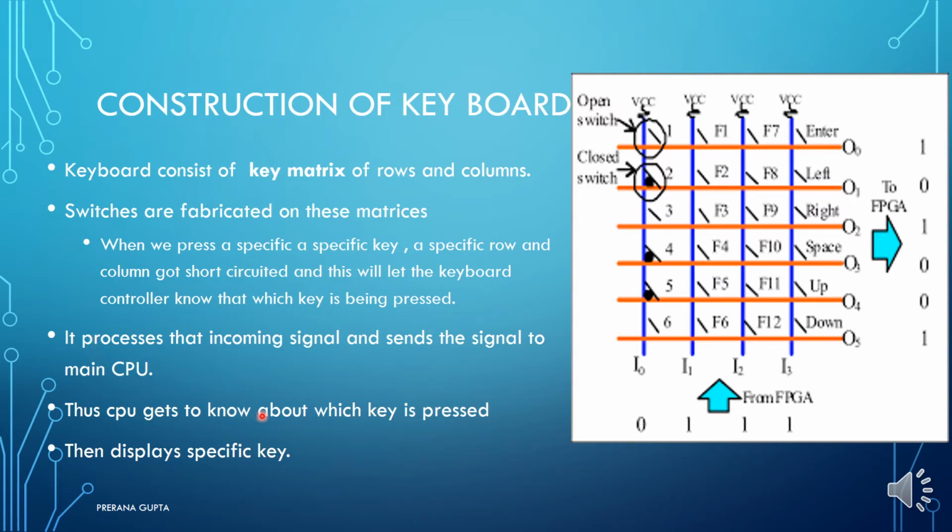Now it processes that incoming signal and sends signals to the CPU. Means when this key is pressed, this signal will reach the CPU, and the CPU will know which key is pressed, and then it will display that specific key on the monitor screen.